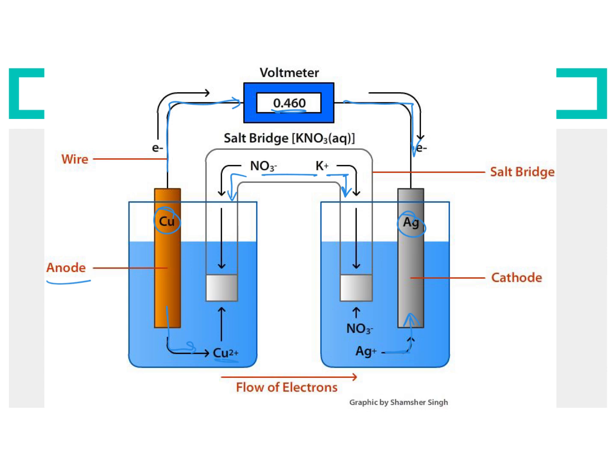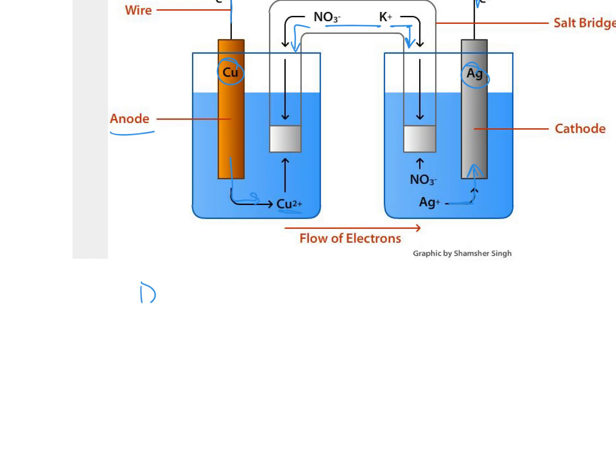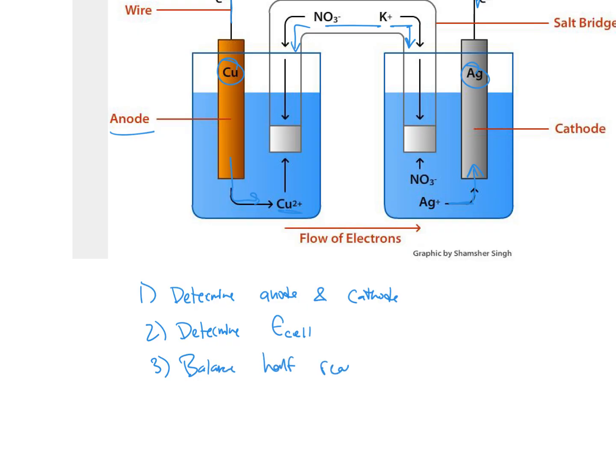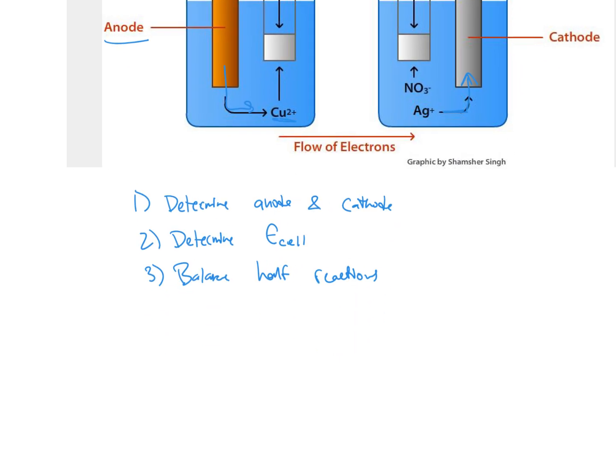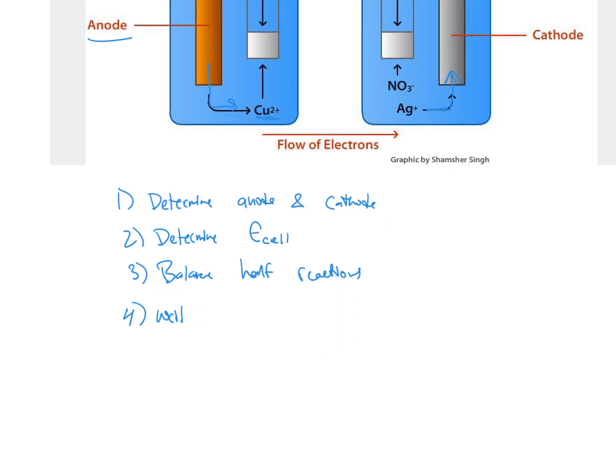And so when we're trying to think about how to design a cell like this, we should follow those steps. First, determine anode and cathode. Second, determine the reduction potential of the whole cell. 3, balance the half reactions. Four, write the overall reaction. And then 5, draw the electrochemical cell.